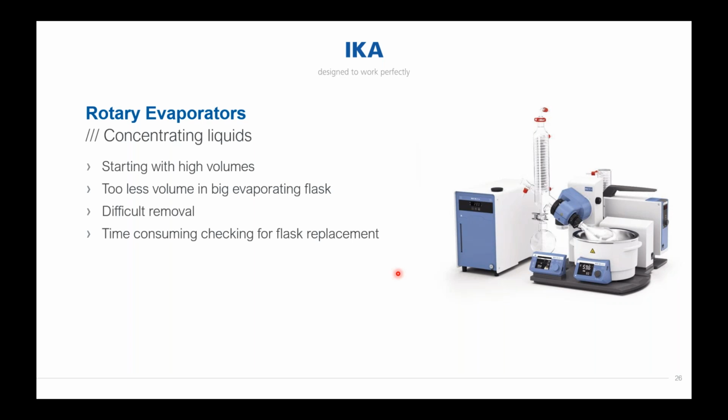So you start with very high volumes, but if you always continue with the same evaporating process with the same flask, it's difficult to remove the sample afterwards, because you have such a big flask and it's just like 40 milliliters of sample, and you have to refill some solvent, and that's always not that nice. And it's also time consuming to check, because we always recommend, and probably that's also how you learned it, that you should replace the big flask with a smaller flask at some point, just to get a really good evaporating process. But now, how can you increase the efficiency?